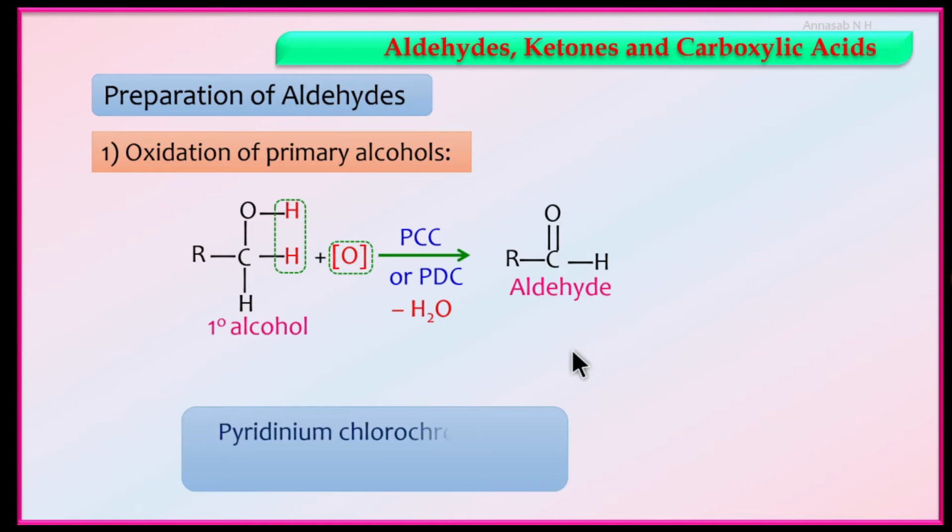So PCC and PDC are pyridinium chlorochromate and pyridinium dichromate, which are going to act as catalysts. We learn this with examples. First one, CH3CH2CH2OH. The OH group is attached to the carbon which is further attached to only one carbon atom.